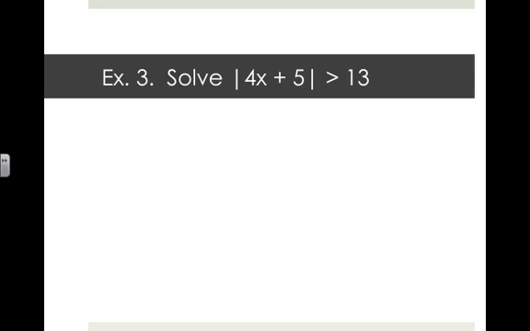So this is absolute value, so it's either an or or an and, because you're going to have two cases, and since it's greater than, it's going to be or. So we have 4x plus 5 greater than 13, or negative 4x plus 5 greater than 13. Again, we start solving. For the left-hand inequality, let's say we subtract 5 and we get 4x greater than 8. Divide by 4 to get x greater than 2.